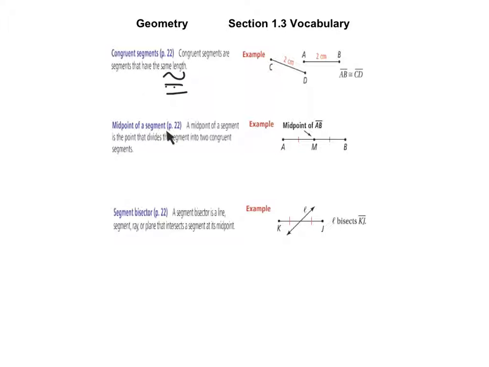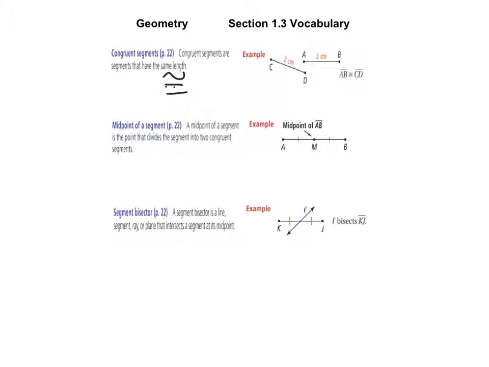The midpoint of a segment. The midpoint of a segment is the point that divides the segment into two congruent segments. So, as you see over here in the picture, you have point A, you have point B, and you see M. M is the midpoint because essentially it cuts those 2 points in half. Okay? So, in other words, from A to M is the same distance as from M to B. It cuts it in half, cuts it into two congruent segments.